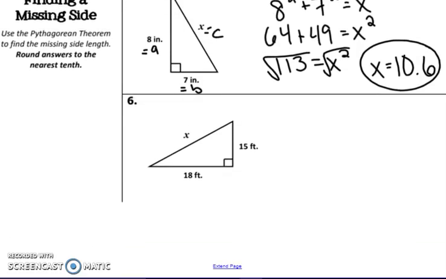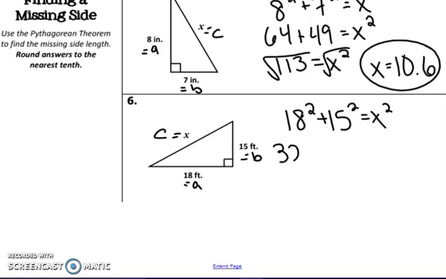If we look at number 6, again, start by labeling your hypotenuse, which is always the side opposite your right angle. And use your formula. 18 squared plus 15 squared equals x squared. This becomes 324 and 225, which gives me 549.